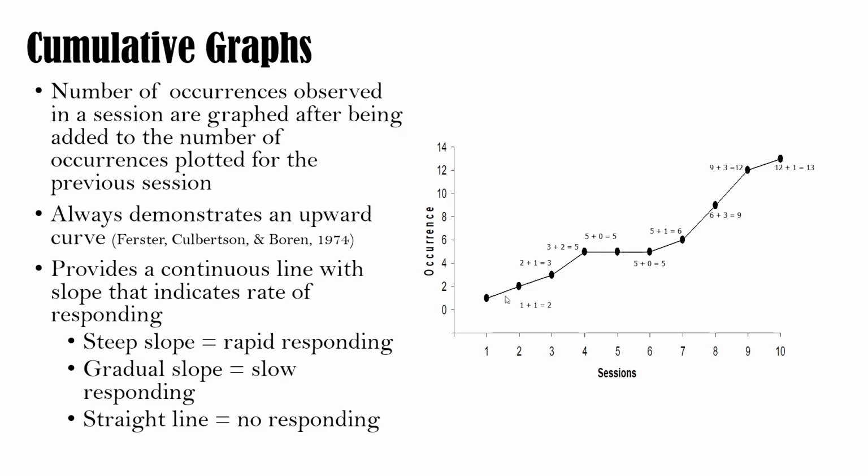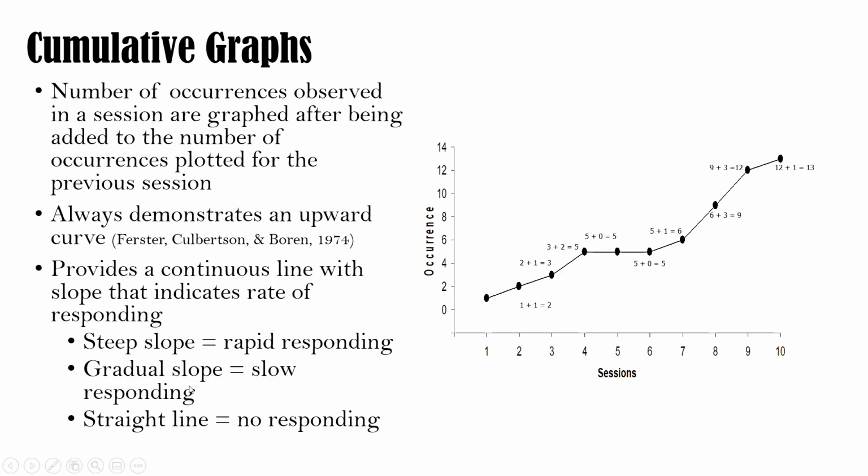So if you have a really steep slope, so look over here to the right, it's starting to get steeper and steeper. That means that you have rapid responding. And so you can see the learner had 3 occurrences here and 3 occurrences here. So this slope is a lot steeper, which means more rapid responding. The person is engaging more in the target behavior as opposed to the 1 instance here. So you have a flatter slope here, steeper here. So the steeper the slope, the more times the person is engaging in the target behavior.